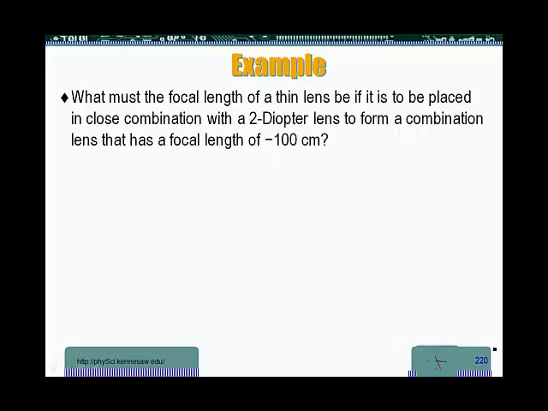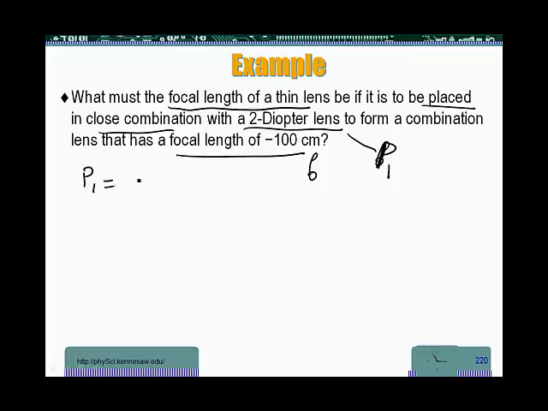Let's consider this example. They are asking us to find the focal length of a thin lens that must be placed in close combination with a 2 diopter lens. So they are giving us the power of one lens, P1, to form a combination lens that has a focal length f of minus 100 centimeters. They gave us the power for one lens. That's 2 diopters.